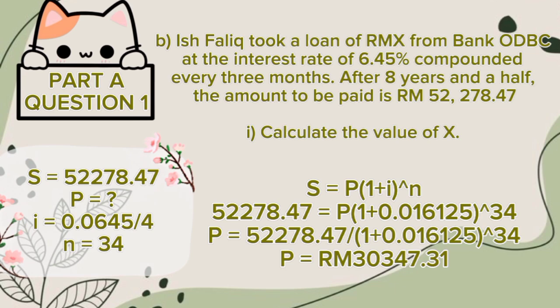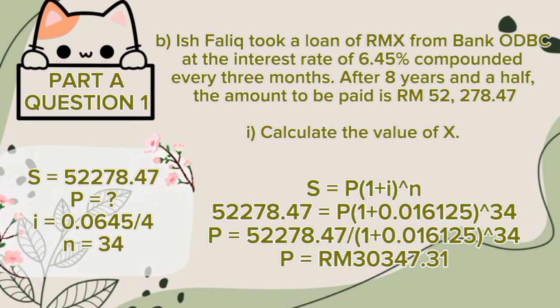Then we will move to question B, which is Aish Valid took a loan of RM X from the bank at the interest rate of 6.45% compounded every 3 months. After 8 years and a half, the amount to be paid is RM52,278.47. Roman 1, calculate the value of X. So we refer to the question, we have to find P and we still use the same formula as before. Put the amount into the formula, which is 52278.47 equal to P bracket 1 plus 0.016125 close bracket to the power of 34.